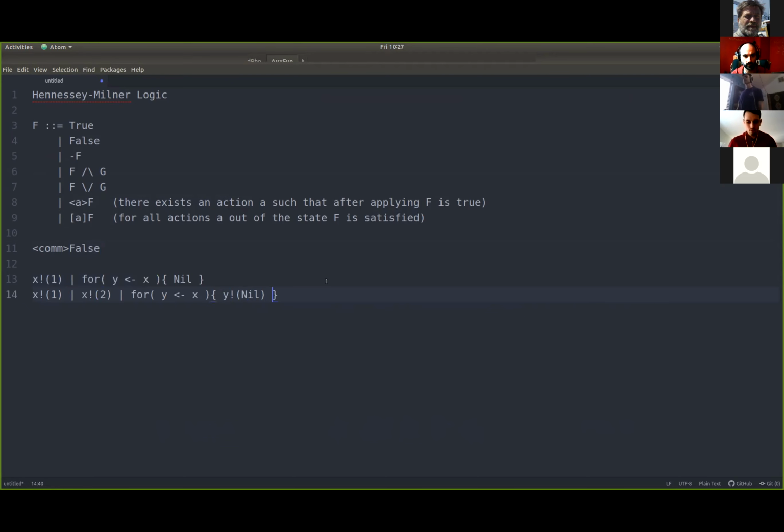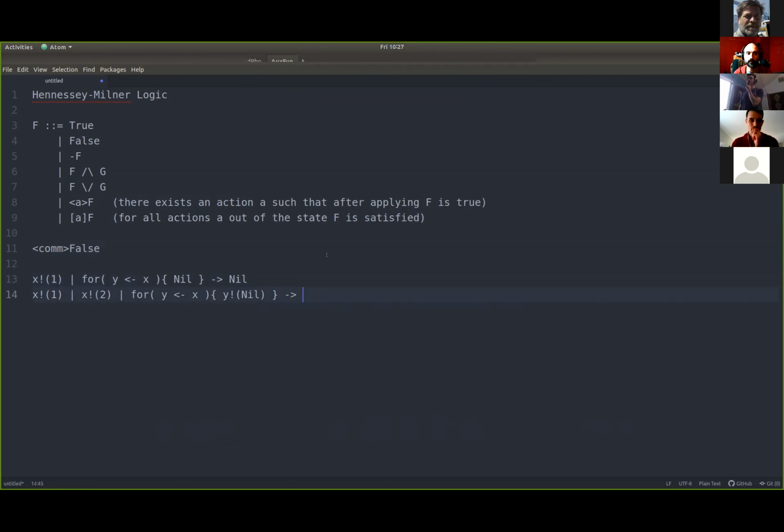What is the post state after we do the COM event in line 13? Well, it's just nil, the stopped process. So now our question is, does nil satisfy false? And the answer is no, nil doesn't satisfy false because nothing satisfies false. And so we can say that line 13 does not satisfy the formula on line 11.